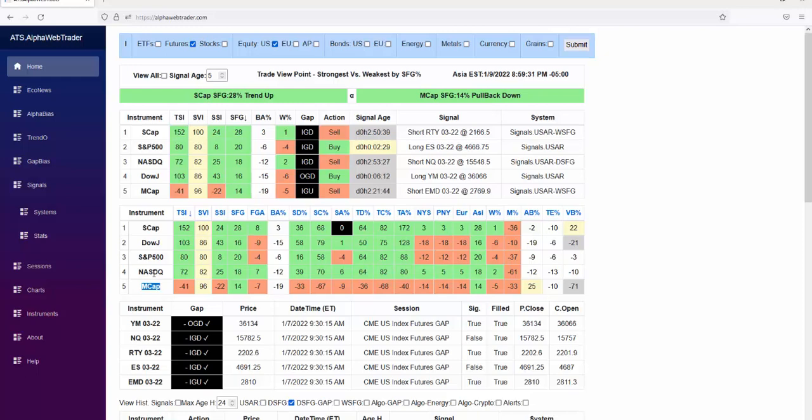Okay, so at that time on Monday morning when the market opened, the Dow was at the top, right? It was showing as the strongest market. So that's point number one, filter number one.